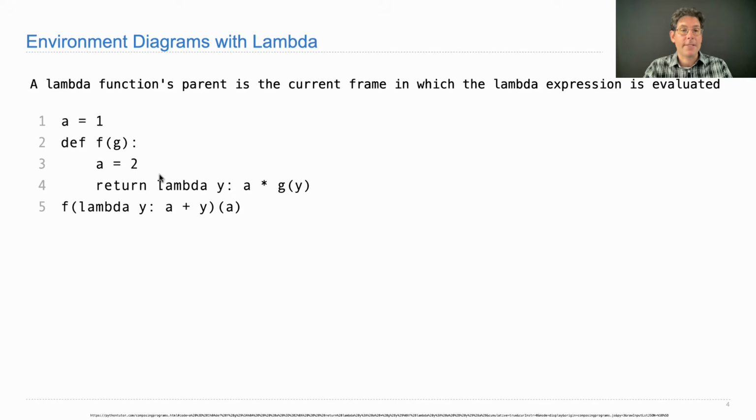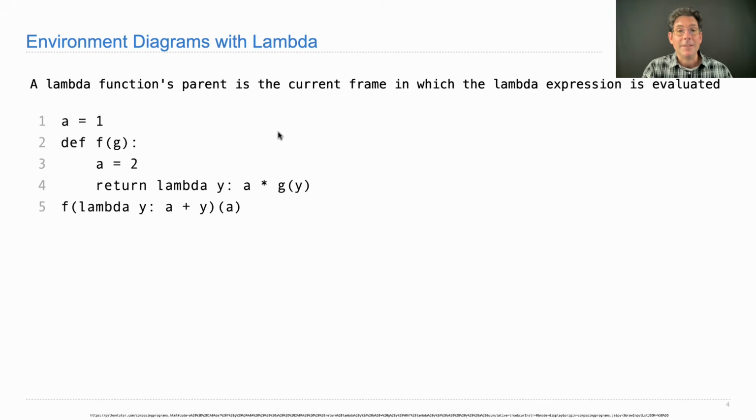By contrast, any lambda expression that appears within the body of f is going to have as its parent the f frame. In that frame, a will be assigned to 2. This lambda expression will be evaluated in that frame, and therefore will have the parent f1. And so when it is called, a will be 2.